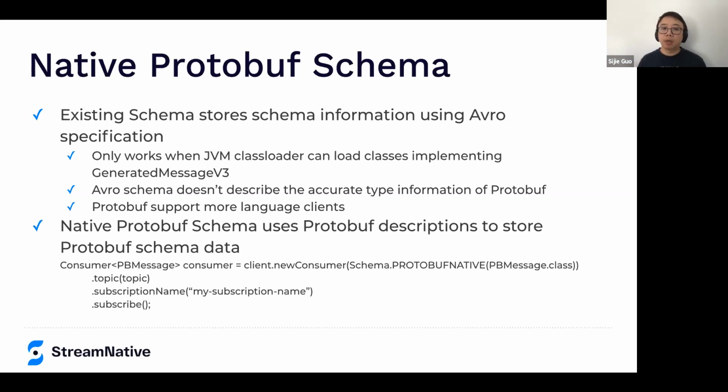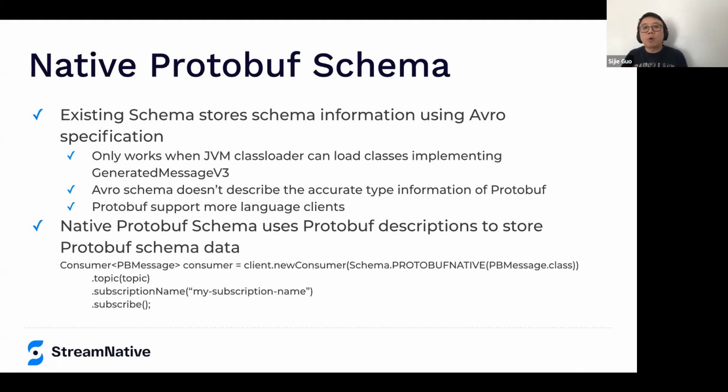And the second problem is, when we convert from one type system to another, like Protobuf and Avro, they have their own type systems. So when we use the Avro specification to represent the schema of a Protobuf struct, it loses some of the accurate type information during the conversion. So you can't use the Avro schema to represent the accurate type information of Protobuf.